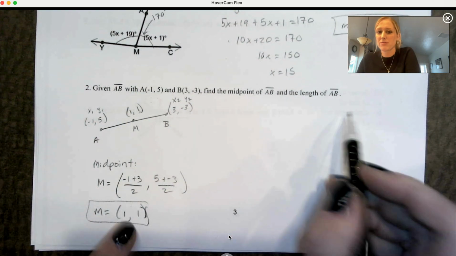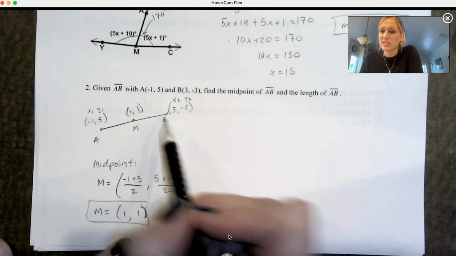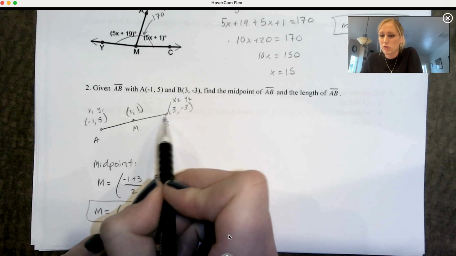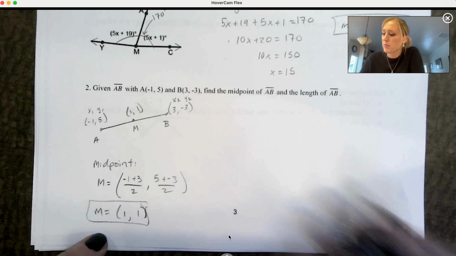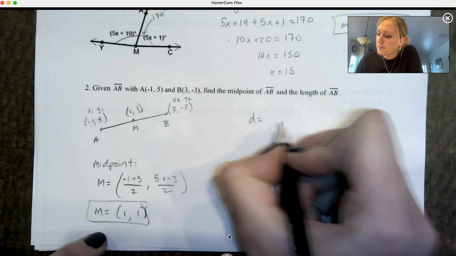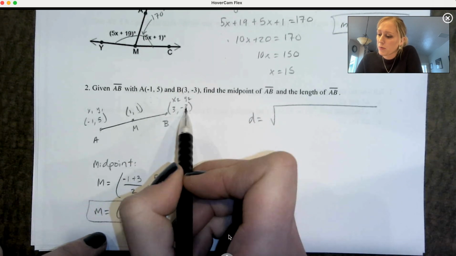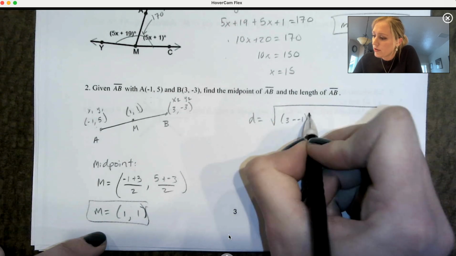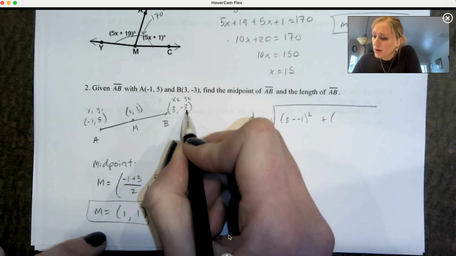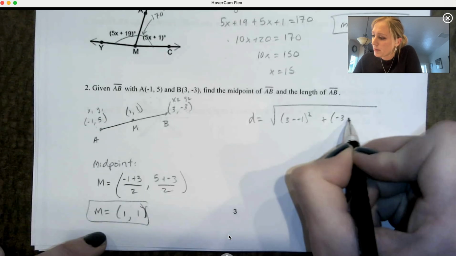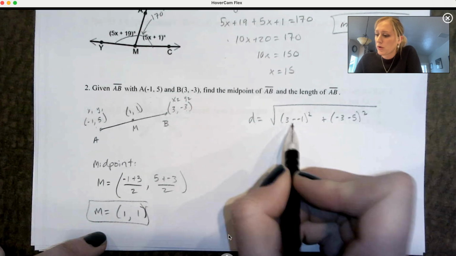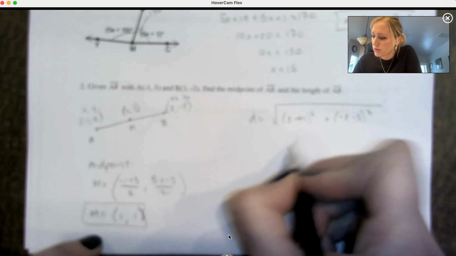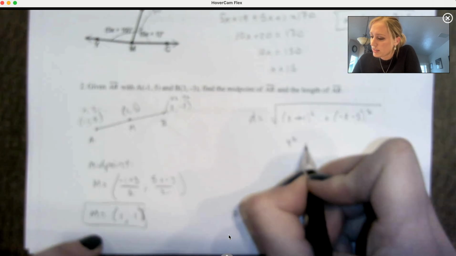Okay, now we're going to find the length. So the length of the segment, remember we talked about this, another word for length is distance. So the distance from A to B is also the length of segment AB. So we're going to use our distance formula. And we're going to use x2 minus x1. So we got 3 minus -1 squared plus y2 minus y1. So -3 minus 5 squared. Whenever I have that double negative here, that's going to be turned to addition. So we get 4 squared plus -8 squared.